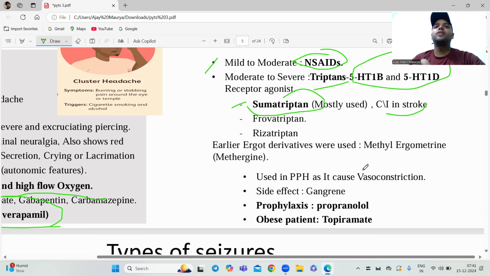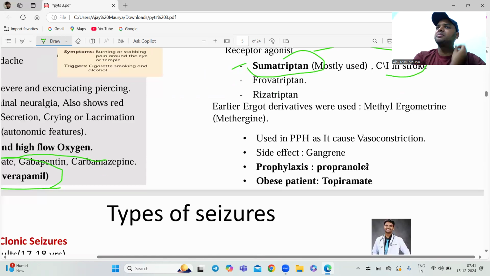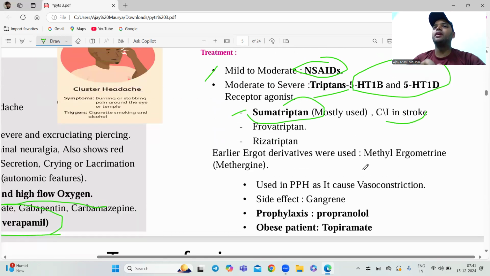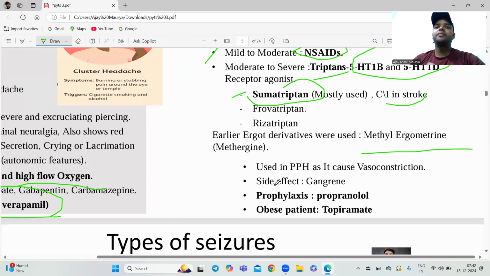Also, guys, earlier for the treatment of migraine they were using methylergometrine, also called methergine. Now it is completely contraindicated because the side effect is gangrene.